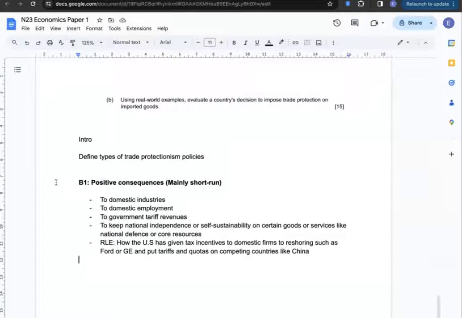Also, the measures are positive to keep national independence or self-sustainability on certain goods and services, like national defense or core resources. To support the argument, I can use a real-world example of the US, like how the US has given tax incentives to domestic firms for reshoring, such as to Ford or General Electric. And the country has imposed tariffs and quotas on competing countries like China on their goods and services.